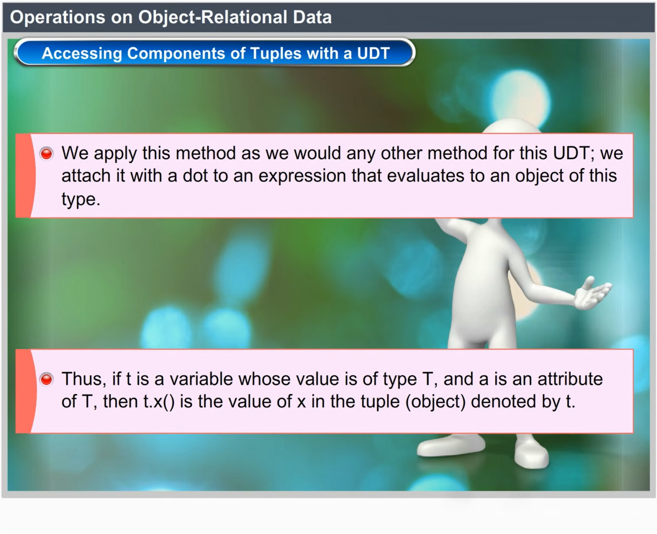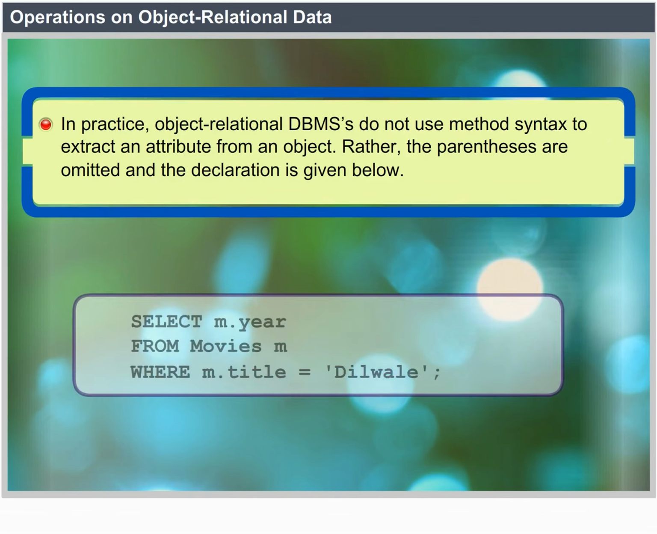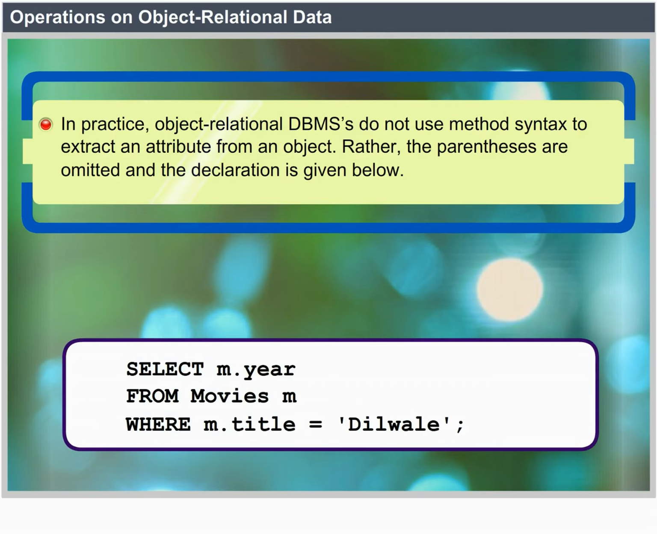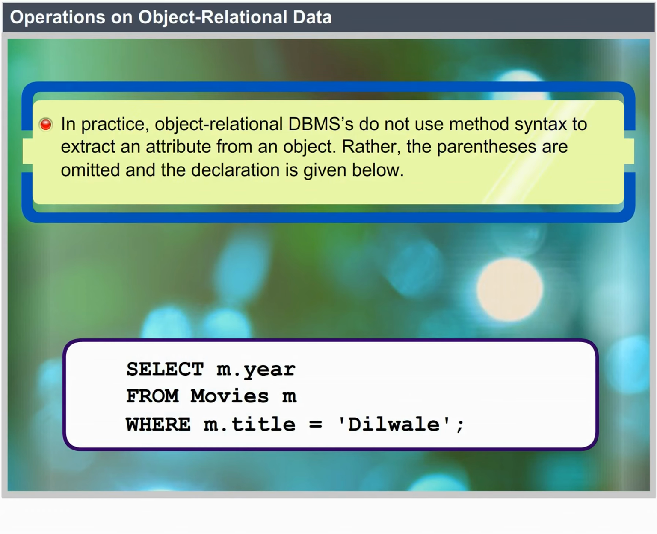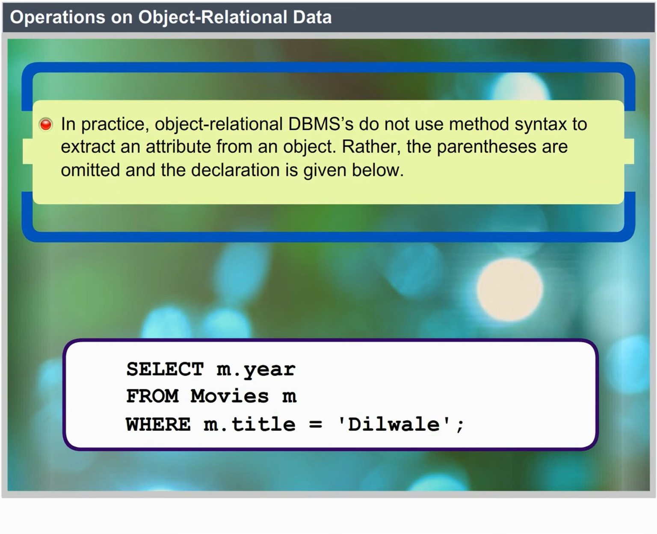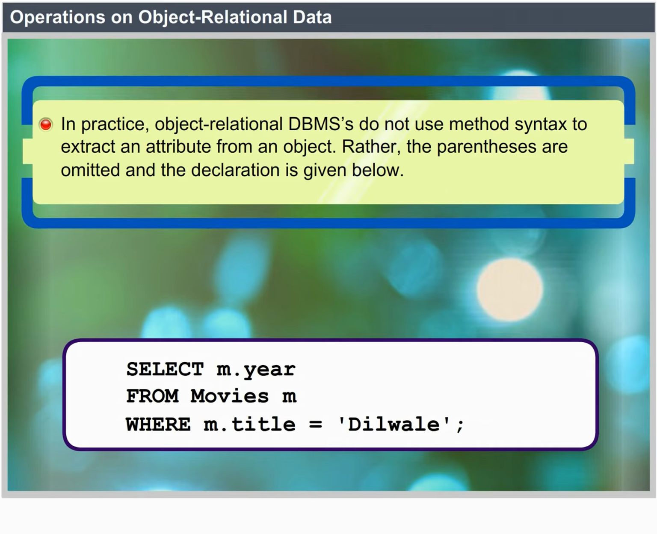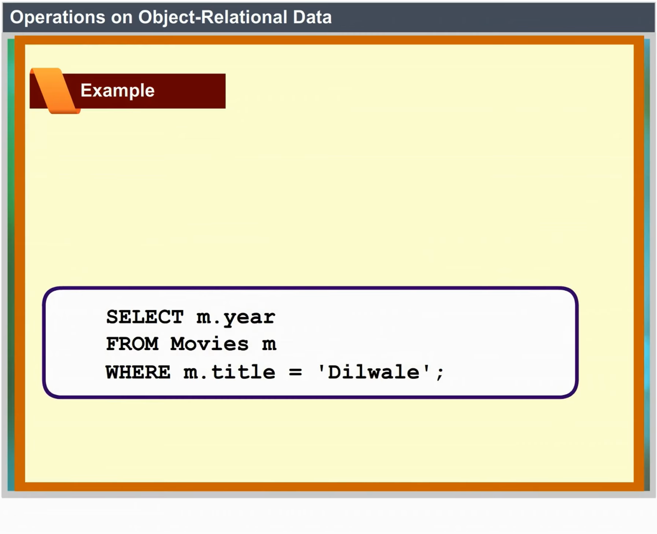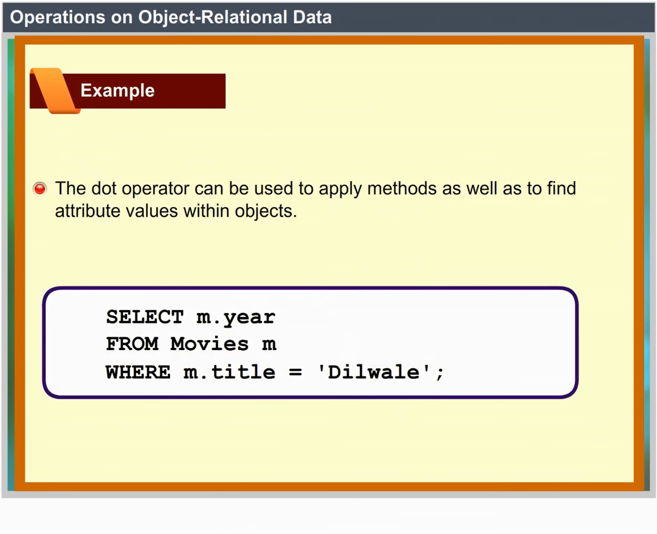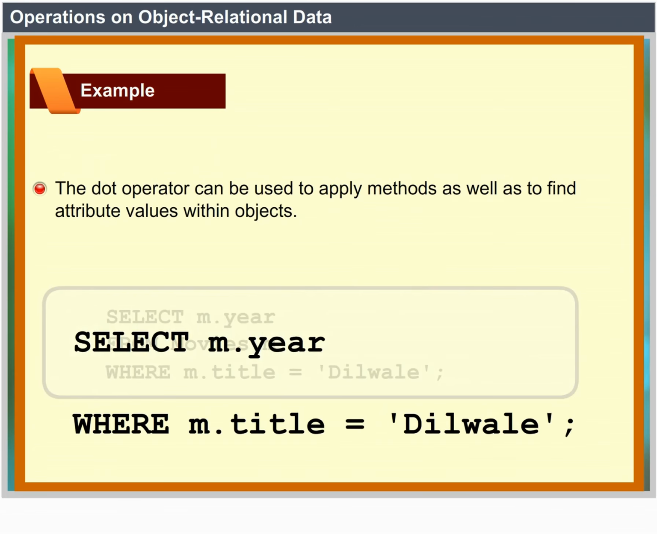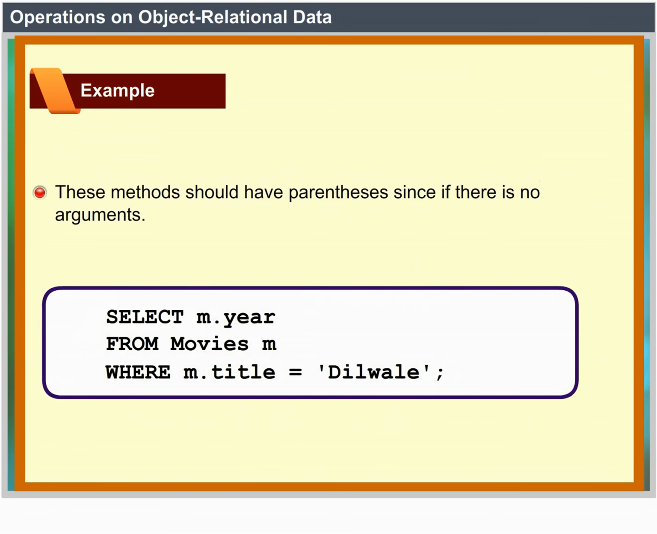In practice, object-relational database management systems do not use method syntax to extract an attribute from an object. Rather, the parentheses are dropped, and we shall do so in what follows. Example: the tuple variable M is still necessary, however. The dot operator can be used to apply methods as well as to find attribute values within objects. These methods should have the parentheses attached even if they take no arguments.